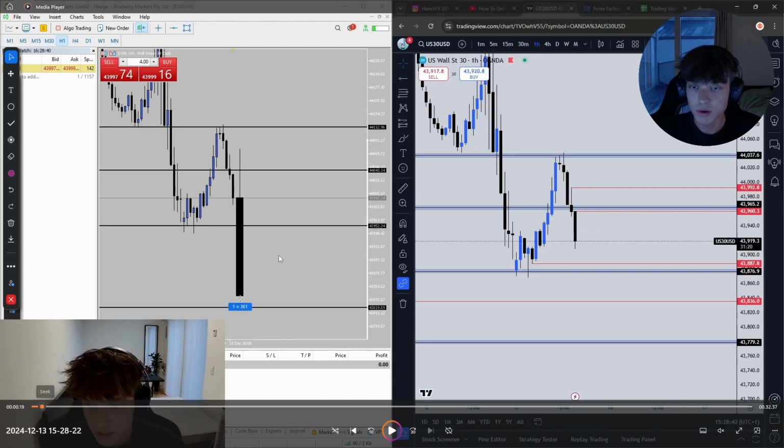Right here, I'm anticipating what price is gonna do. Look at this. I'm anticipating, this is before the price has even moved, right? Let's make it orange, whatever.